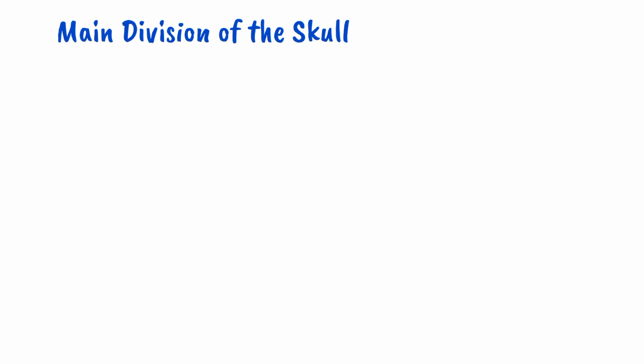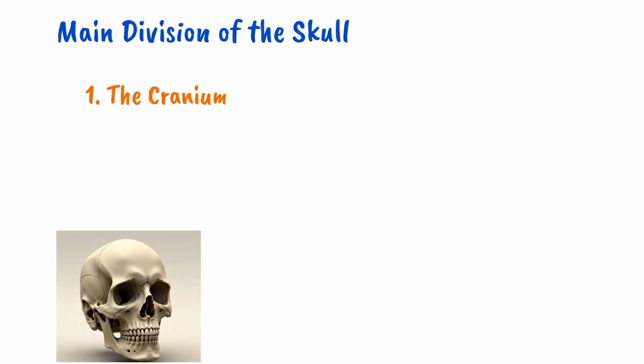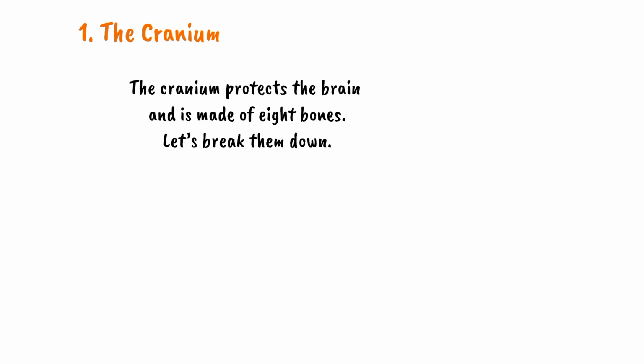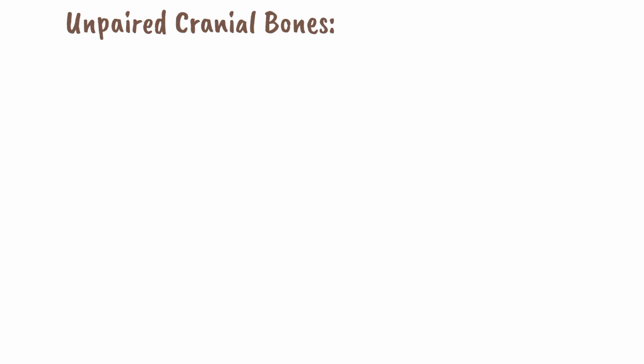Main division of the skull. 1. The cranium. 2. The facial bones. 1. The cranium. The cranium protects the brain and is made of 8 bones. Let's break them down. Unpaired cranial bones.